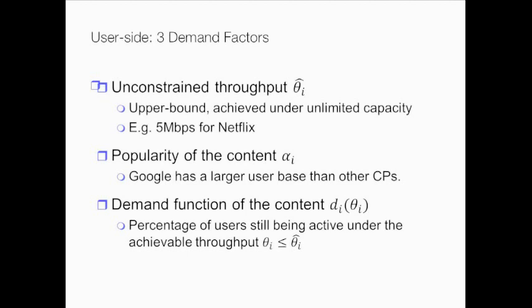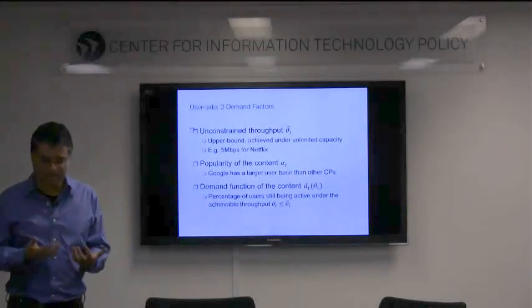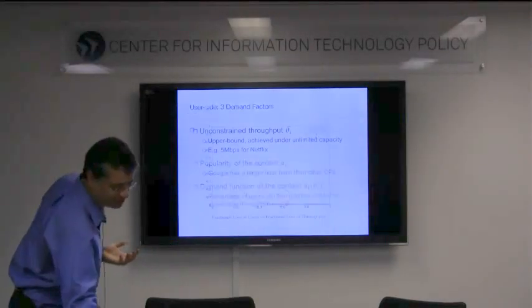Then different content providers have different levels of popularity. Everybody uses Google, not everybody uses Azure or Bing or Netflix. Then there is also a demand function of the content, which we thought was really important to model. This is the percentage of users that are still active when the throughput that you get is less than the unconstrained throughput. And different content providers behave very differently in terms of this demand function.